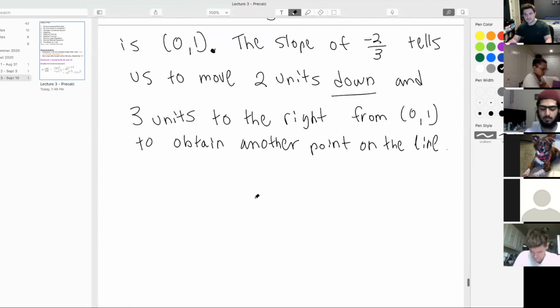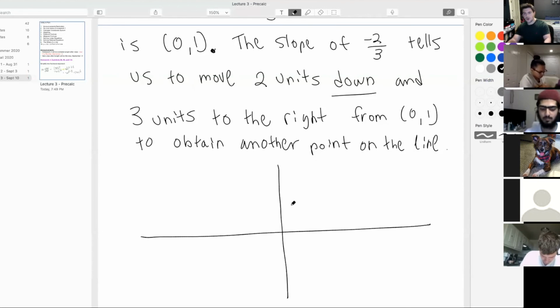Okay, good. So let's get graphing. So I first go to the y-intercept. I'll go to 0, 1, which is right there. And from here, I move 2 units down and 3 units to the right. So 1, 2, 3. Sorry, you move 2 units down. Yes, 1, 2, and then 3 to the right. So 1, 2, 3. So that'll be right here.